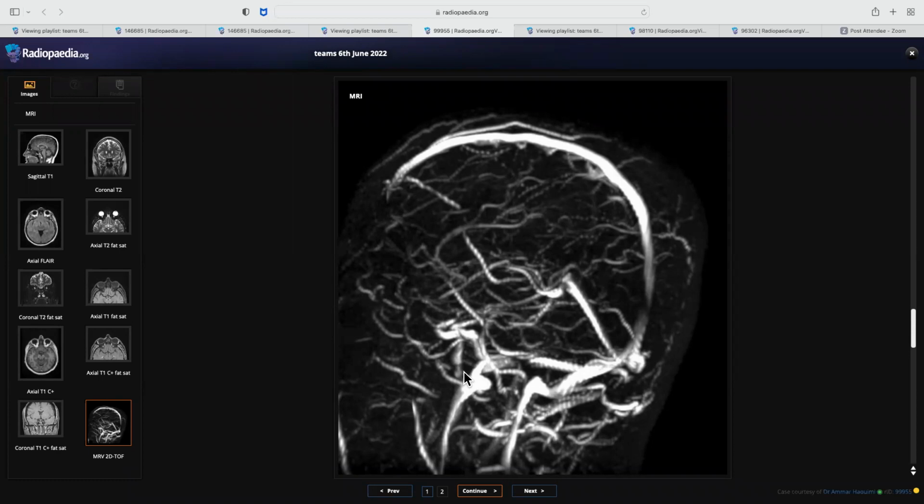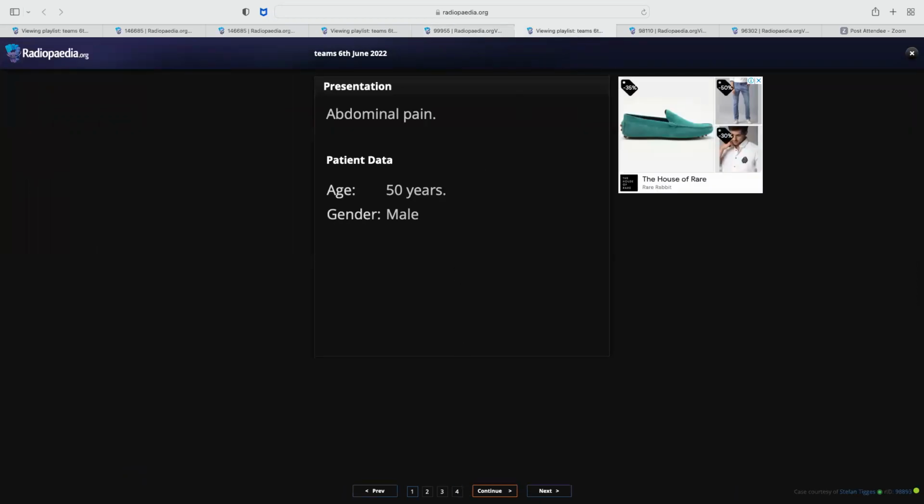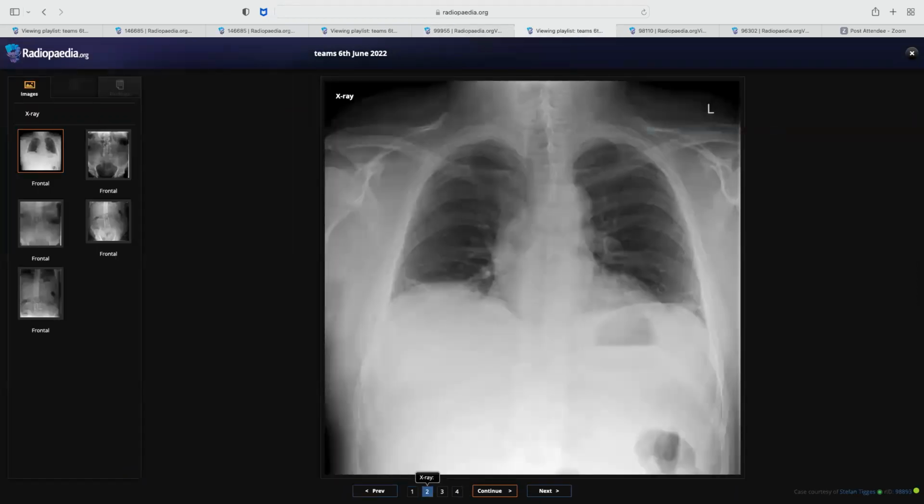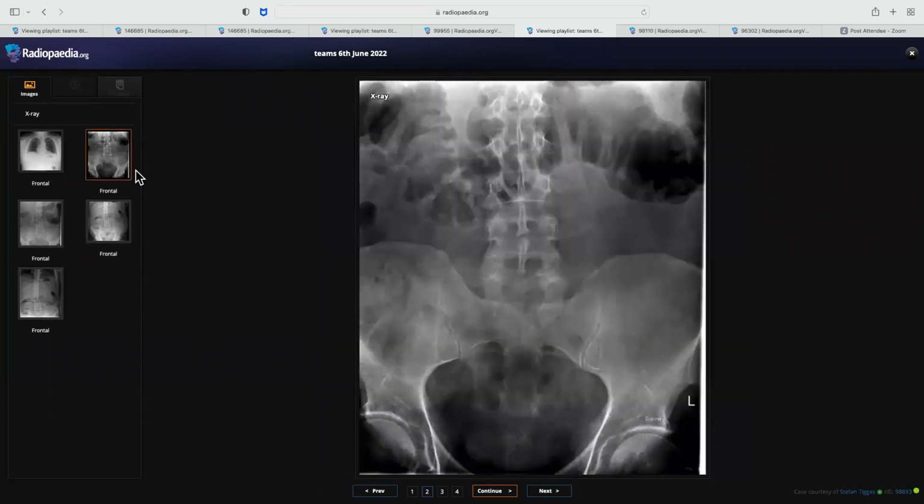Okay, so we'll go to the next case. Okay, 50-year-old male complaining of abdominal pain. Multiple radiographs are done for this patient, so you can see them one by one. You can look at all the radiographs and then tell your findings. Okay, then I'll start commenting.